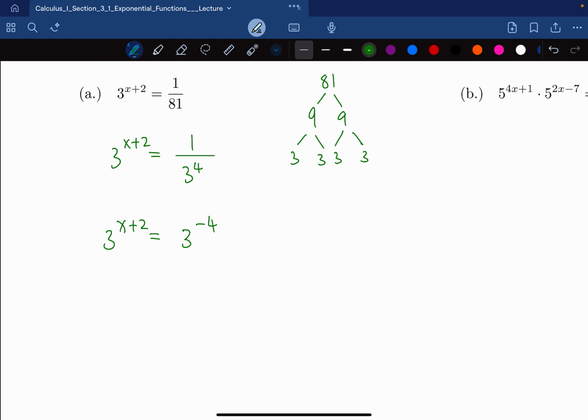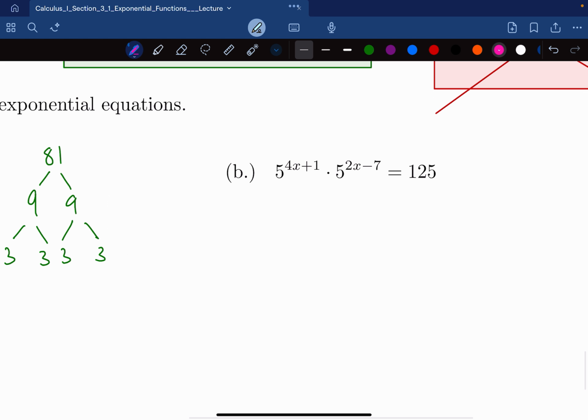And now the one-to-one property kicks in because both sides are now raised as powers of 3. So then the power of 3 drops. We have simply x plus 2 equals -4. Here, just subtract 2 on both sides. We get x equals -6. Very easy property to work with. Okay.